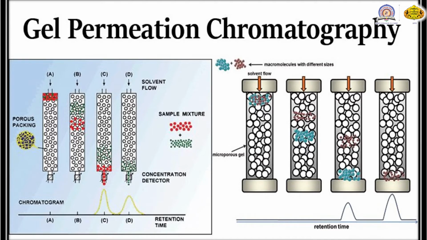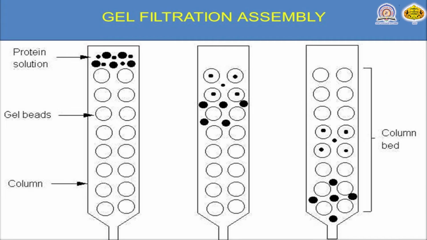The next figure is also the same, only the colors are different. Here the blue and brown molecules are shown, molecules with different sizes. A solvent system is there. The blue ones have a large molecular size and move at a faster rate, and the brown ones move at a slower rate. The blue molecules, having the larger molecular size, are eluted first, and then the smaller molecules are eluted from the sample.